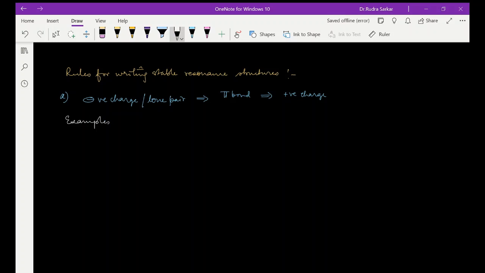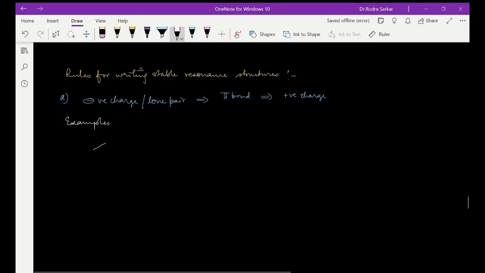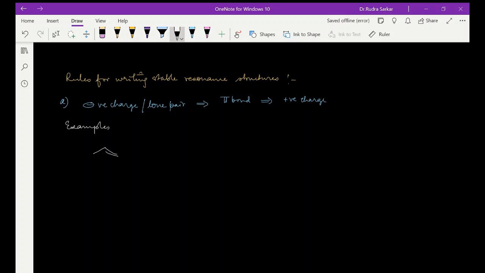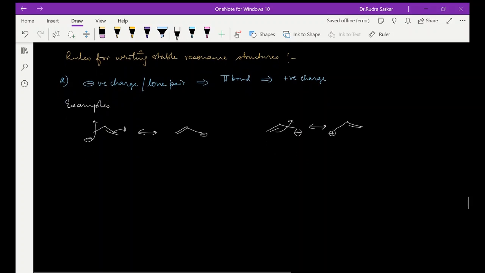Okay. Now let us understand this using some examples. So suppose we have something like this. So the negative charge moves towards the pi bond, and so we will be getting the following resonating structures, or say we have something like that. Pi bond moves towards the positive charge and we get the following resonating structures. Okay, so this is what it means in the rule A.